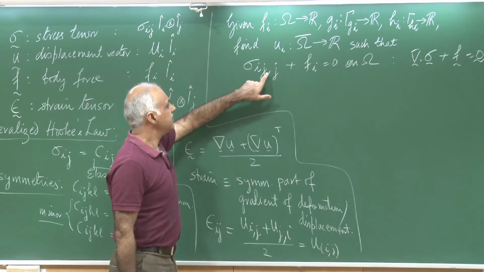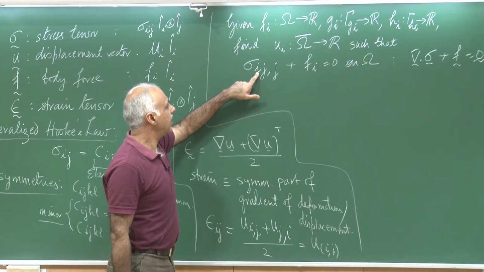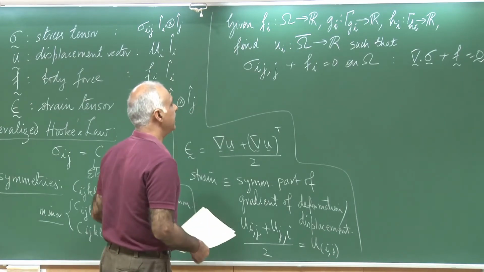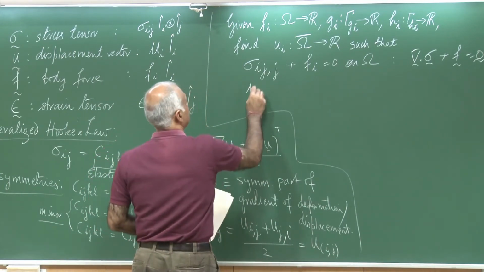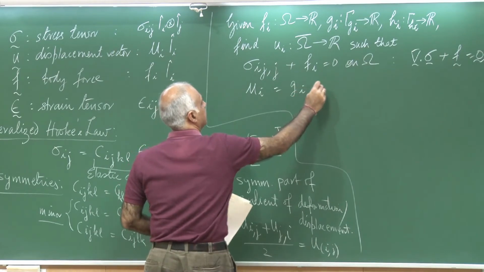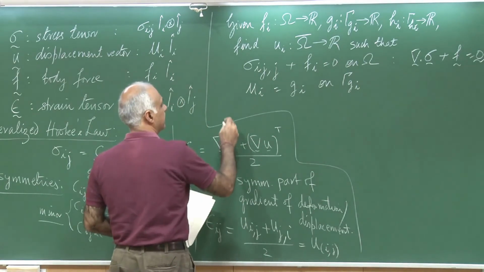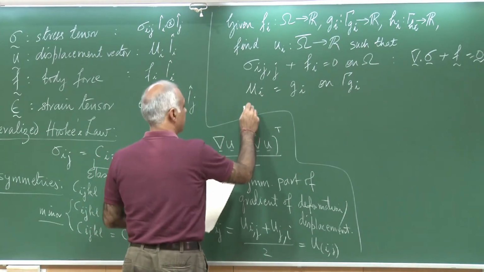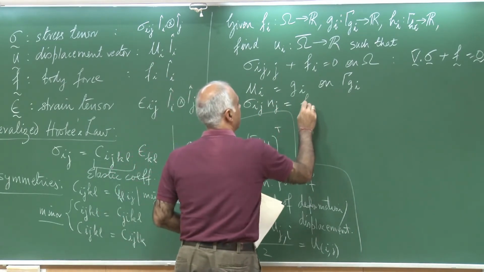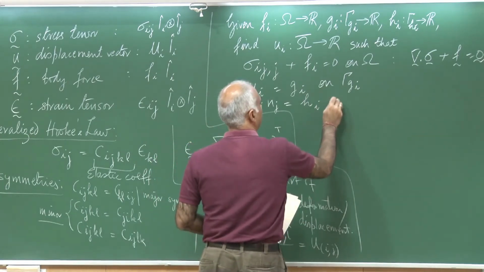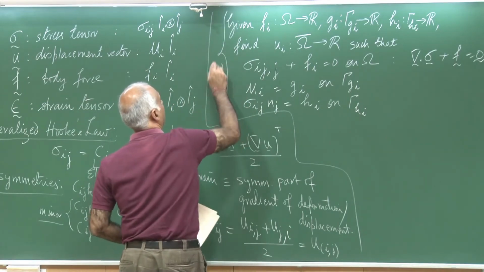As you can see, j is a repeated index, but i is a free index, and that can take a value from 1 to 3. In addition to this equation, I have boundary conditions, and they are defined as u_i is g_i on gamma g_i, and the Neumann condition is that sigma_ij n_j is given as h_i on gamma h_i. So, this is the strong form of the problem.